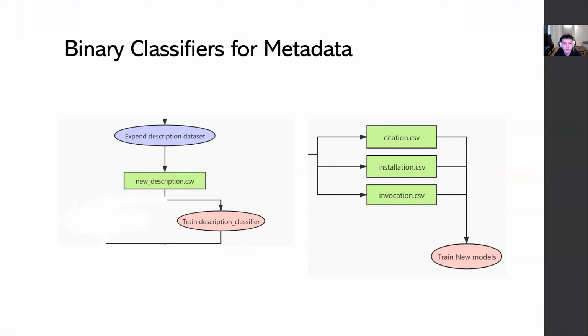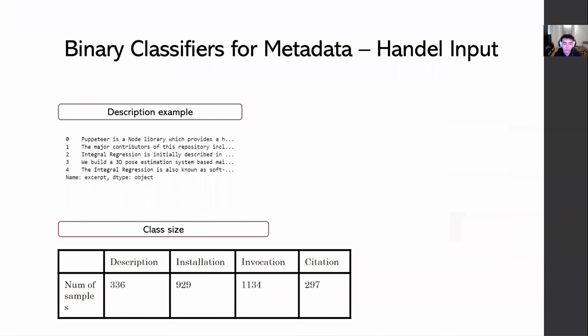The binary classifiers for the metadata represent the following part in that picture of the workflow. At the very first, we want to handle the input, because the original input we have is sentences, our text. And the first thing is to get a sense of the size of the input dataset.